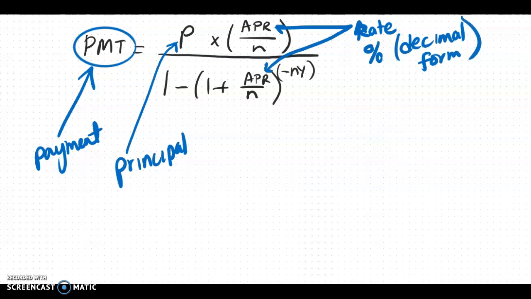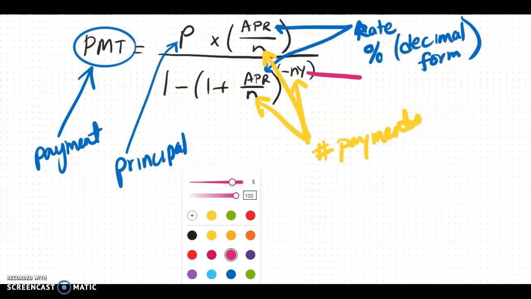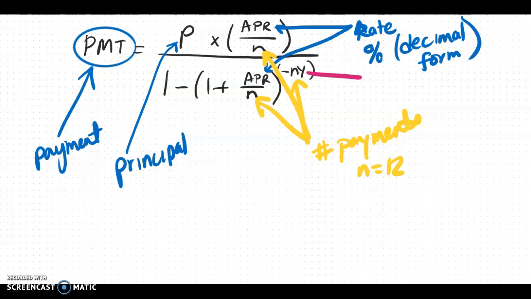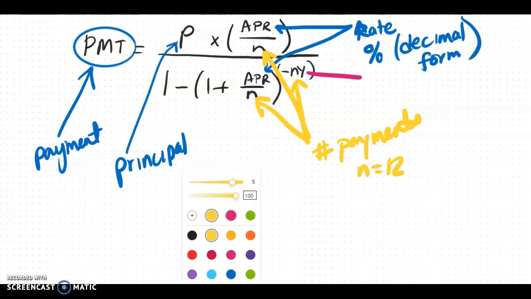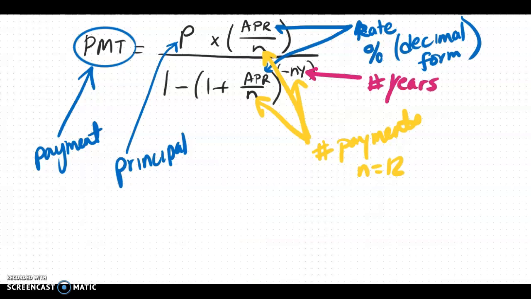Then we have N, and we have N in three places. The N stands for the number of payments per year. If it's monthly payments, you're going to say N equals 12. That's what these problems typically use for chapter 4D. And last we have Y, the number of years. It's the term.